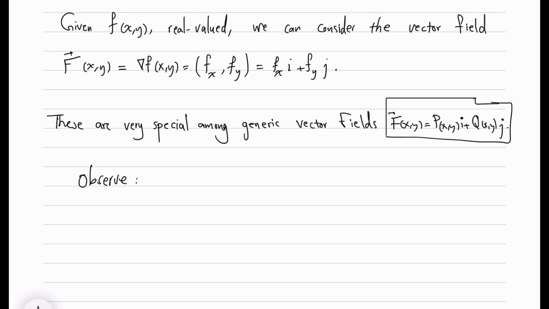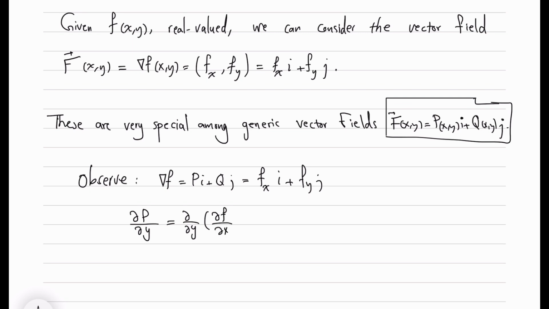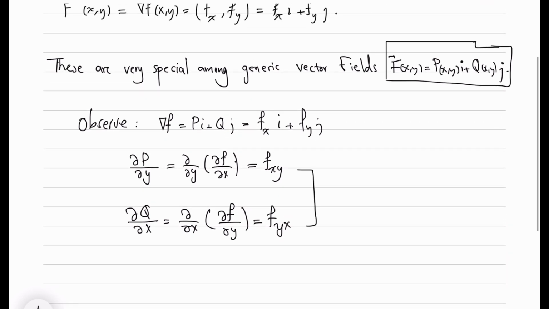So we see that in the case that the gradient of f is Pi plus Qj, the partial of P with respect to y is, well, P happens to be f sub x. That will be partial of partial y of f sub x, and that is f_xy. On the other hand, partial Q over partial x, where Q is partial f partial y, becomes f_yx. And remember that for continuously differentiable functions, these are equal. And we always assume such conditions on functions. So we see that partial P partial y equals partial Q partial x.